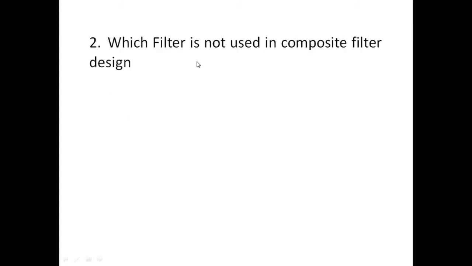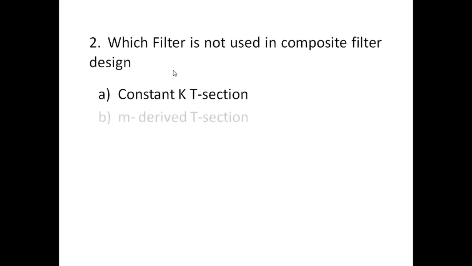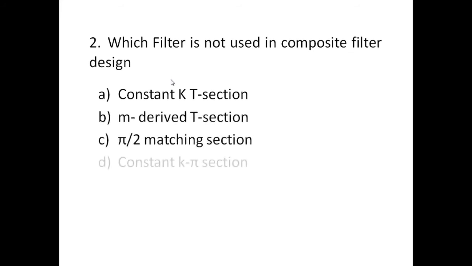Now the second question, which filter is not used in composite filter design? Option A, constant K T section, option B, m-derived section, option C, pi by 2 matching section, option D, constant K pi section. And now see these three options.